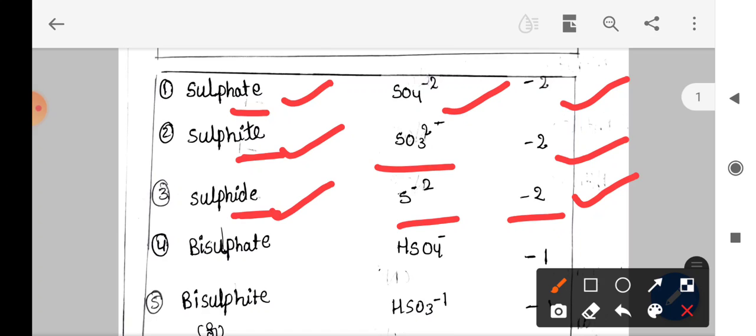So sulfate is SO4 2 minus, sulfite is SO3 2 minus, sulfide is S 2 minus. Here, ate means a larger number of atoms.